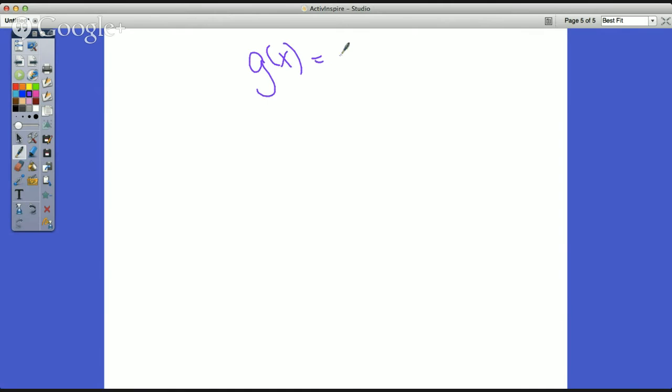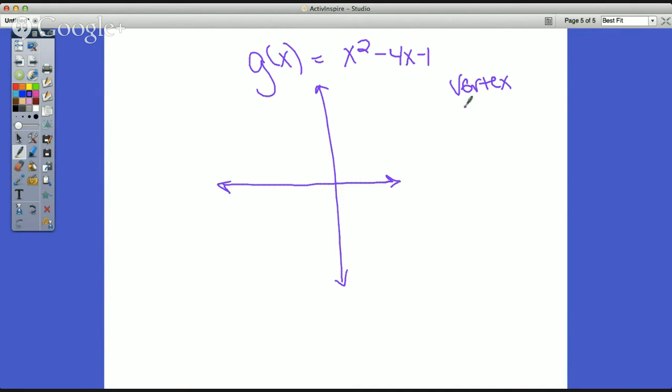Number 19 says g of x equals x squared minus 4x minus 1. In this example, it tells us to graph the quadratic, and it can get tricky because we've got about 3 or 4 different things to find: our vertex, y-intercept, x-intercept, and then we've got to graph it. All of these are things we need to do before we start graphing. To find the vertex, just like we did before, we do negative b over 2a.